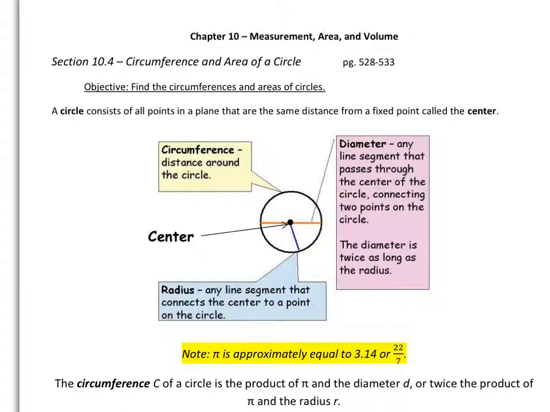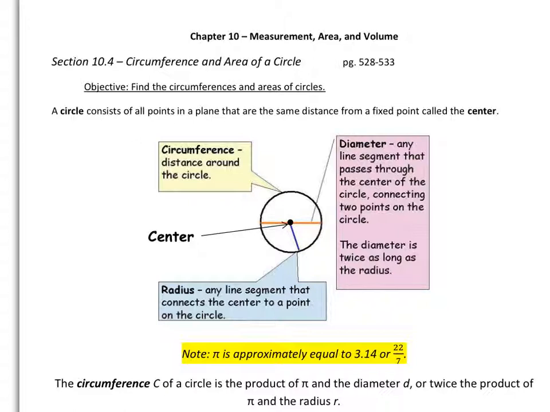Now from the center of the circle, if you draw a line from the center to the outer edge, anywhere to the outer edge, this is called a radius. A radius is any line segment that connects the center to a point on the circle. The radius, no matter where you draw it, is halfway across the circle.